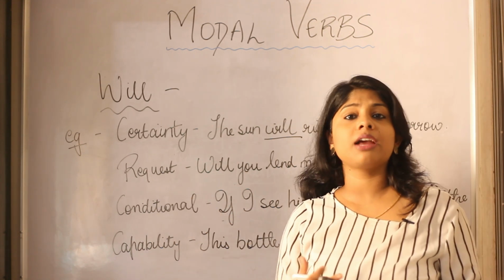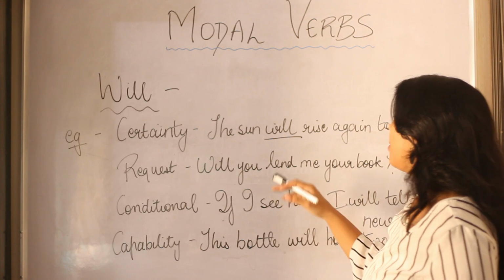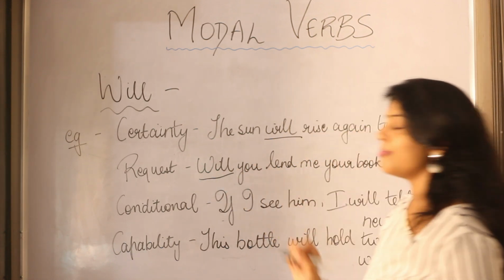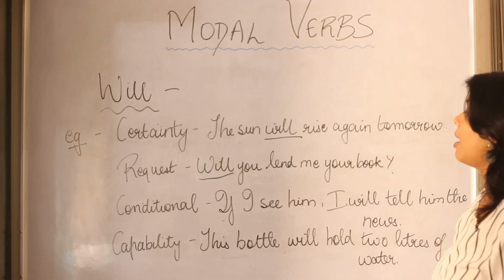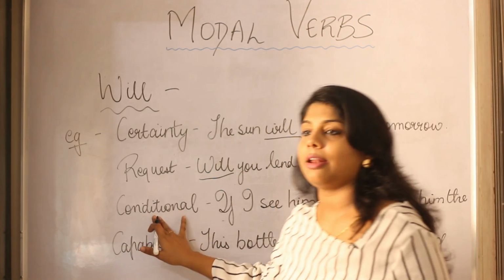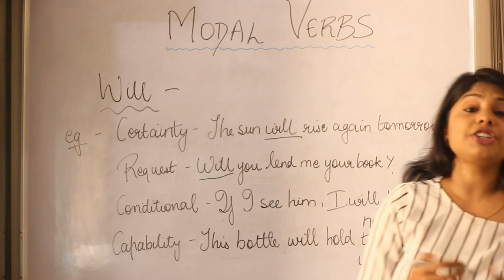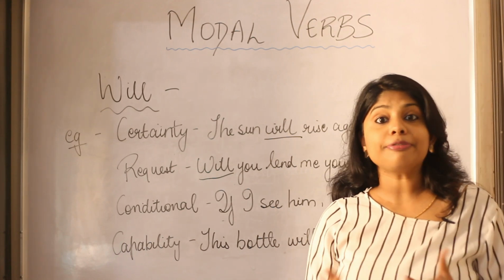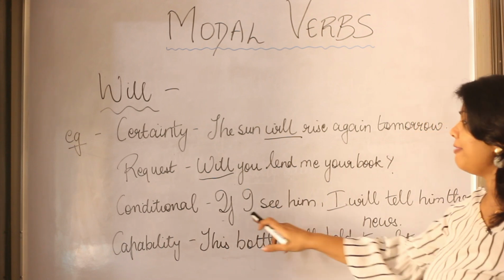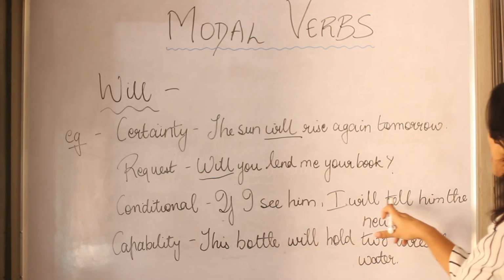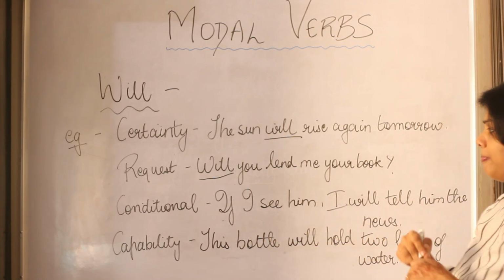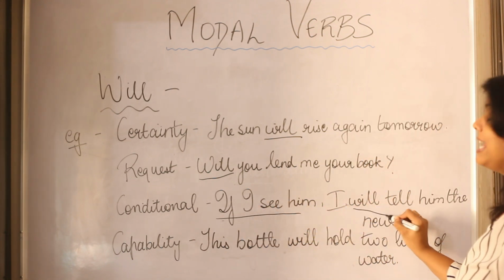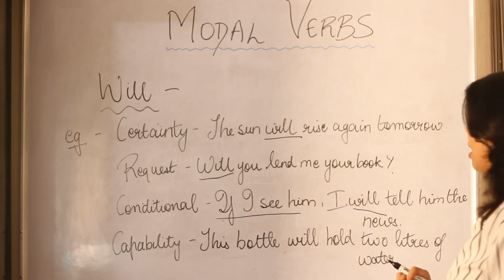Request. When you want to make a request to someone, you will say, will you lend me your book? Will here is used to make that request. Third, conditional. Conditional is when some terms or conditions are fulfilled. For example, if I see him, I will tell him the news. So, if I see him, only then will I tell him the news.